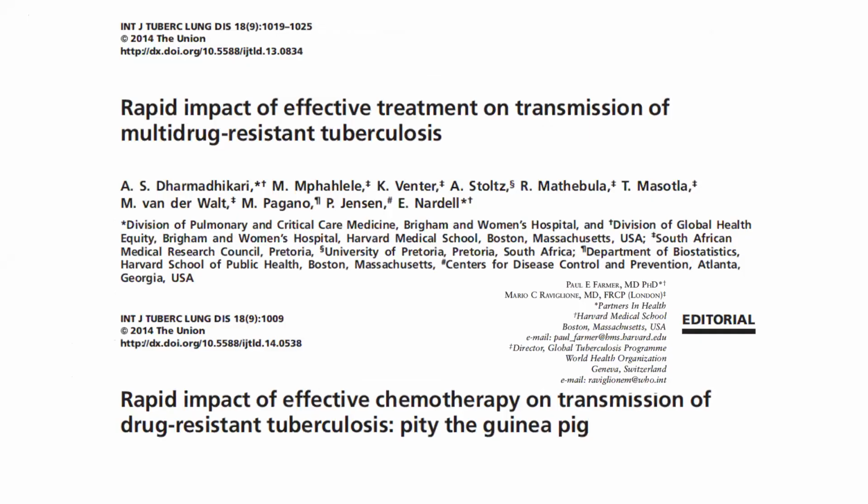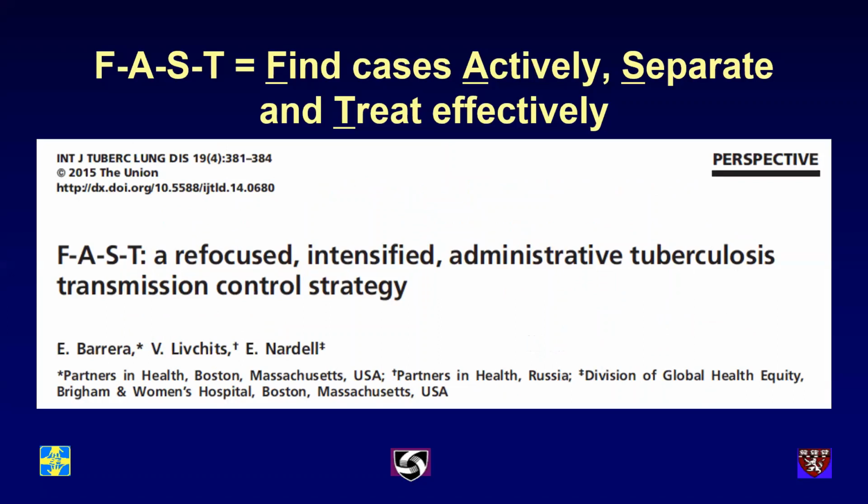So we published this as the rapid impact of treatment on transmission of multi-drug resistant tuberculosis, and Mario Raviglione and Paul Farmer were kind enough to write an editorial just emphasizing the point that treatment really stops transmission, even MDR-TB transmission, very quickly if the treatment is effective. So this led to the FAST strategy, which we published back in 2015, about 5 years ago. And we've talked about what that implies.